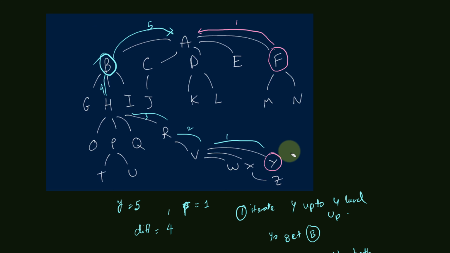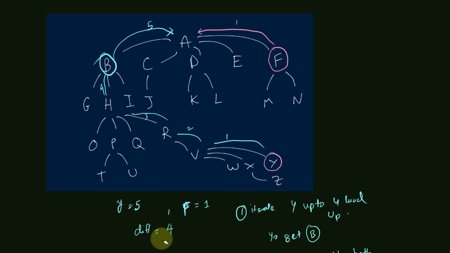So here if you do the same thing, first we have to find out the depth of both F and Y from the node A. So let's do it for the F first. So when you traverse up, it is 1, and from Y to V is 1, from V to R is 2, and from R to H is 3, and from H to B is 4, and from B to A is 5. So here the total length, depth of the Y is 5 and F is 1.